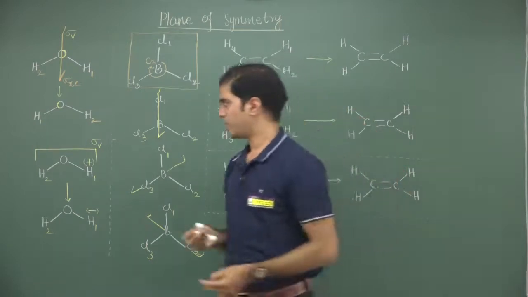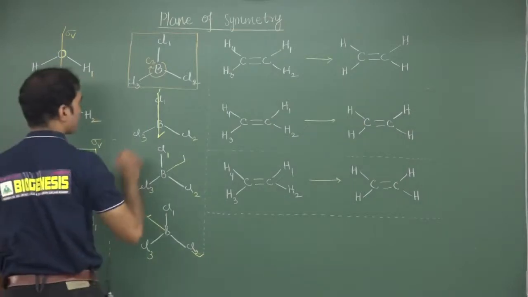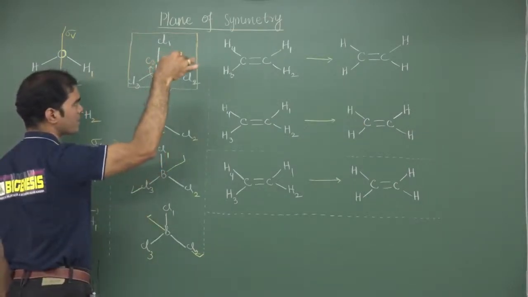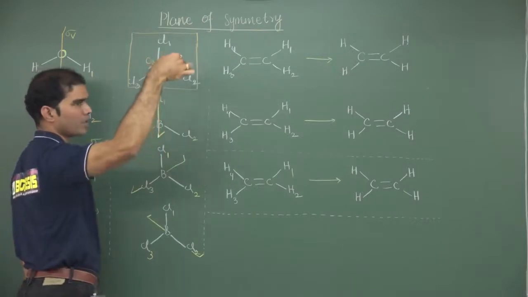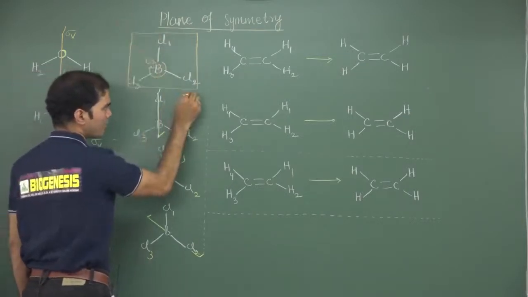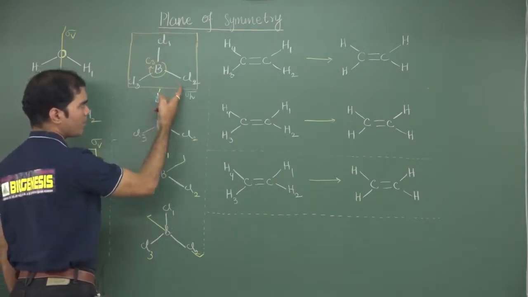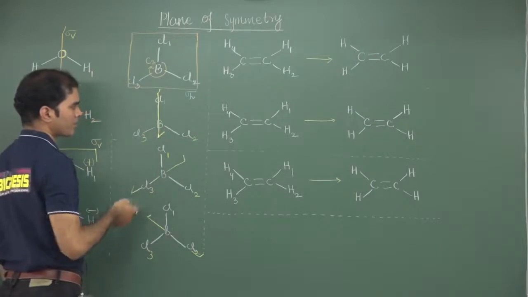How do I differentiate them? We have to differentiate with respect to the principal axis. C3 is the principal axis and the principal axis is pointing towards you. This is a plane which is perpendicular to the principal axis, therefore I have to call it a sigma h. Sigma h is the molecular plane in the case of BCl3.